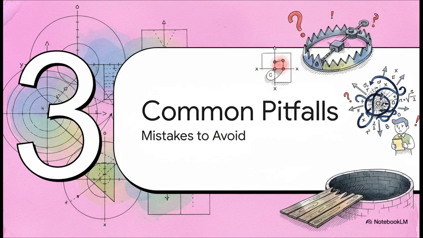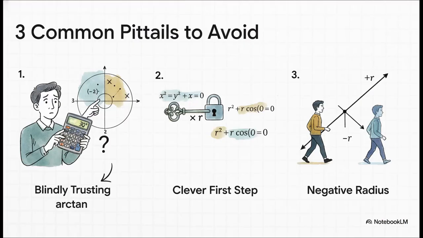So, we've seen how to get things right, but let's take a second to talk about the 3 most common traps that people fall into, just so you can sidestep them like a pro. Okay, first, and I know I sound like a broken record, but it's blindly trusting your calculator's arctan result without checking the quadrant. Don't do it. Second, when you're converting equations, it's so easy to forget that clever first step of multiplying by r to create terms you can actually work with. And last, just remember that r can technically be negative, it just means you walk backwards. But for simplicity, we almost always use the positive value.